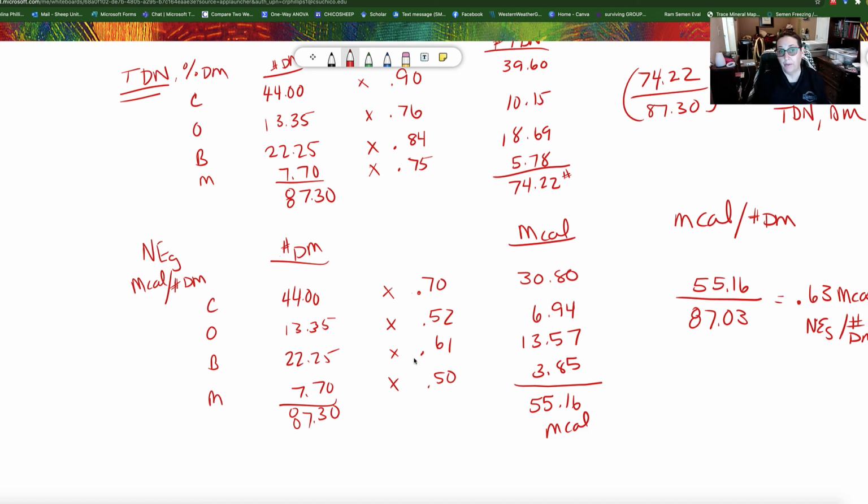So that's a quick way, and it's just calculating a weighted average. When you have a mix of feeds but you don't know what the nutrient composition is, you can look up the individual feeds and calculate the value for your mix as well.